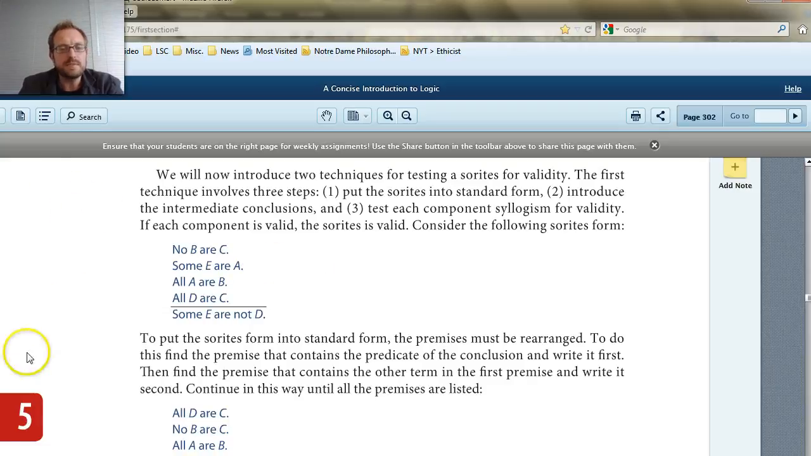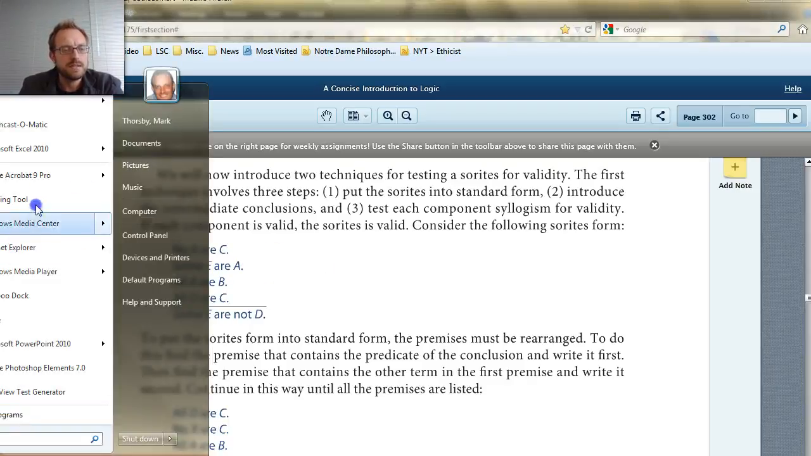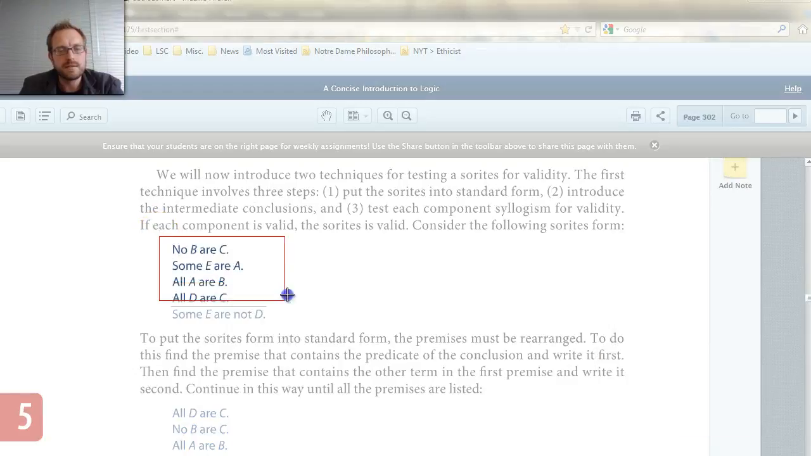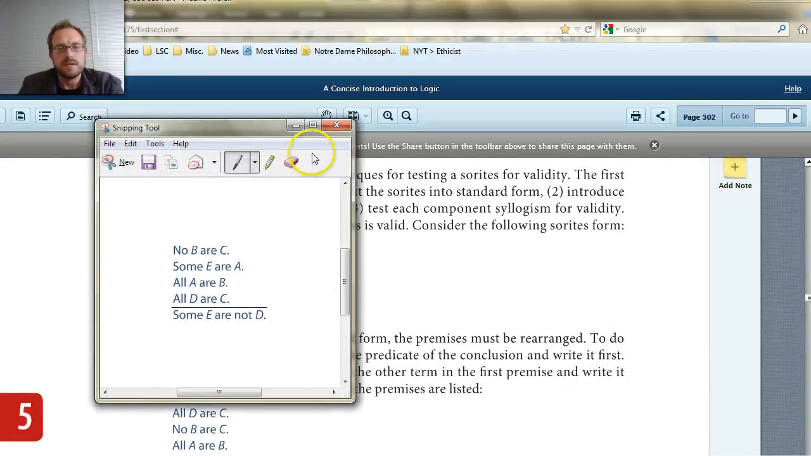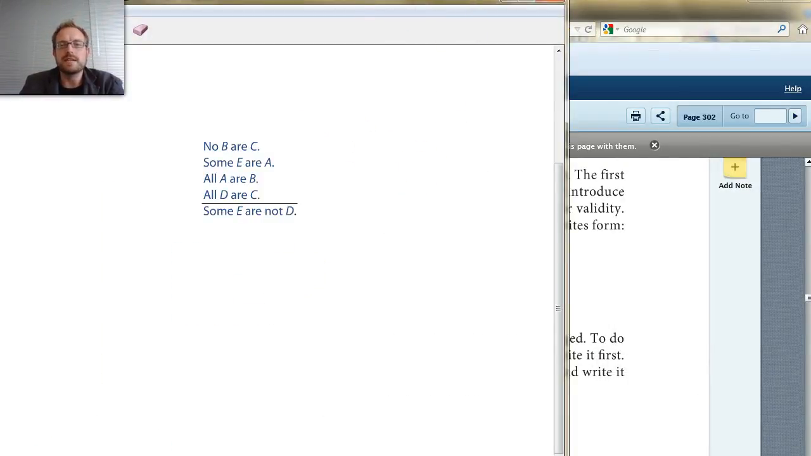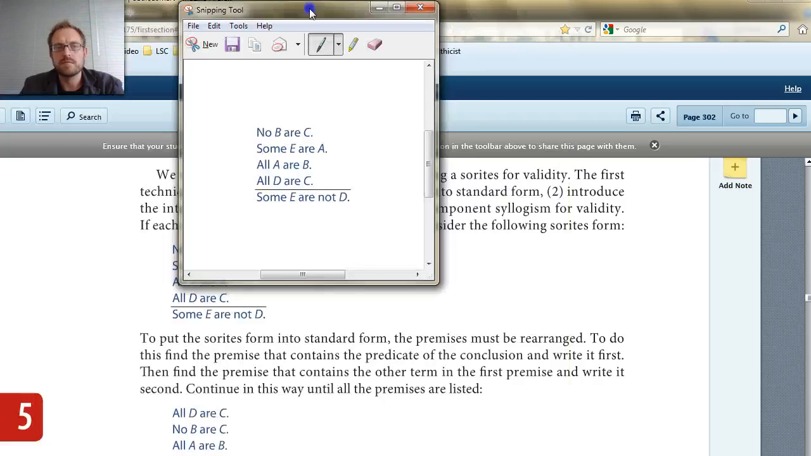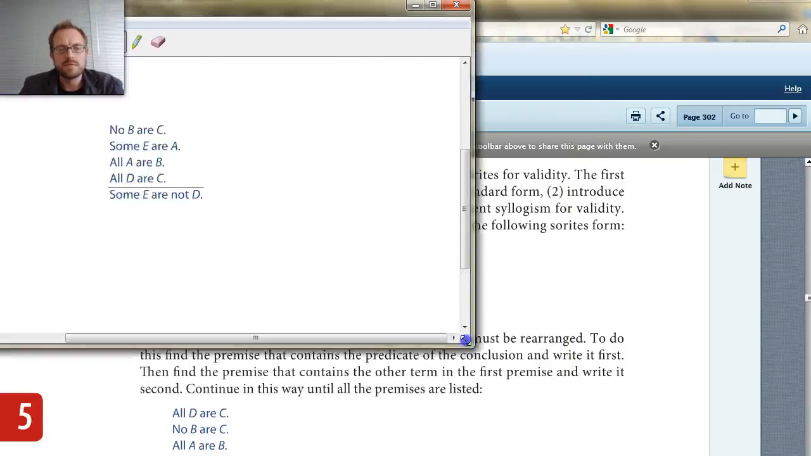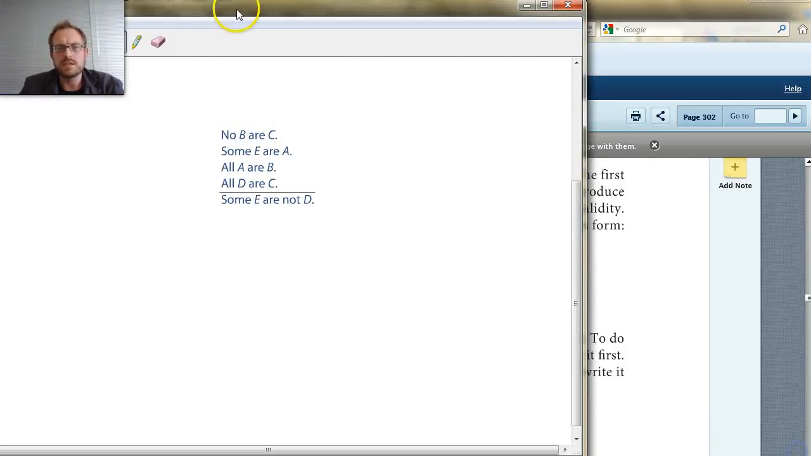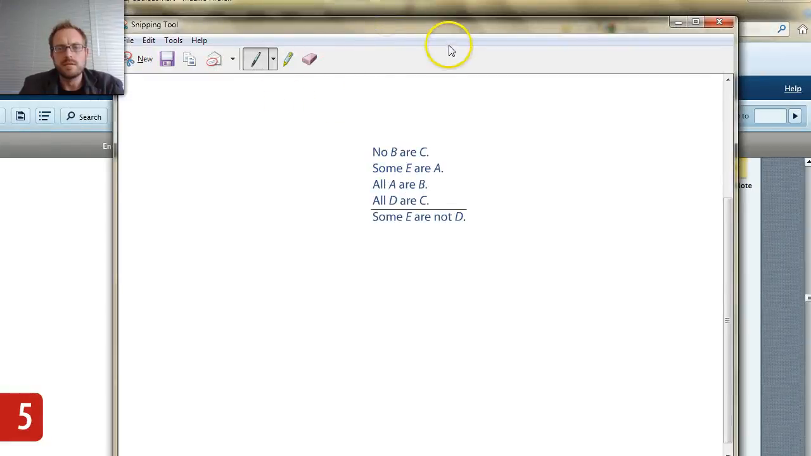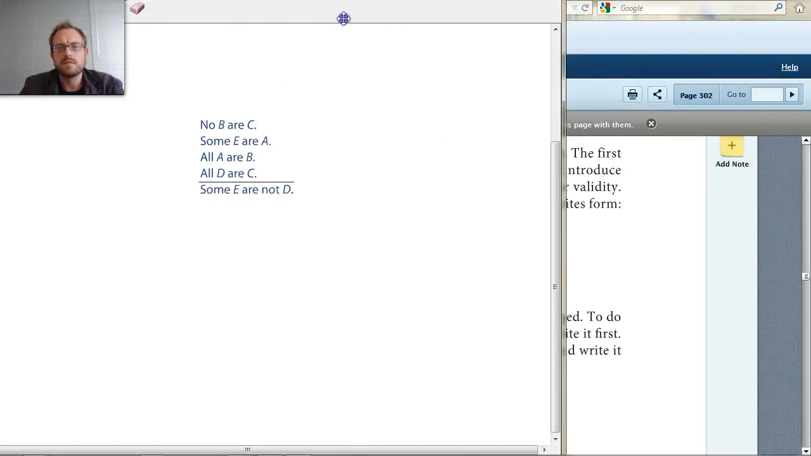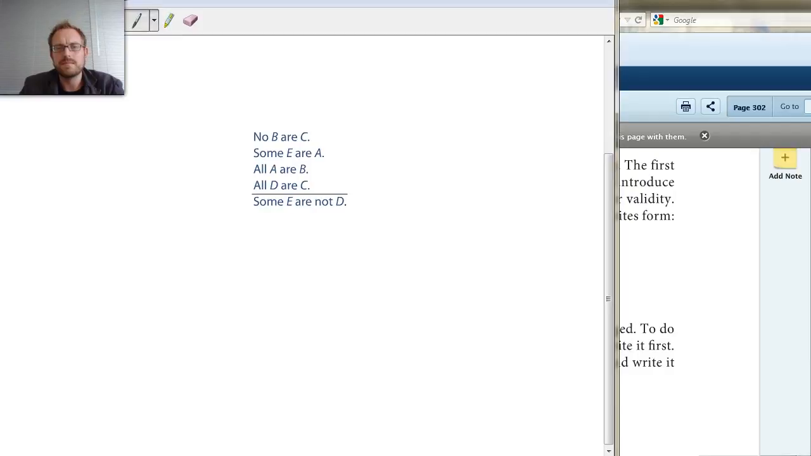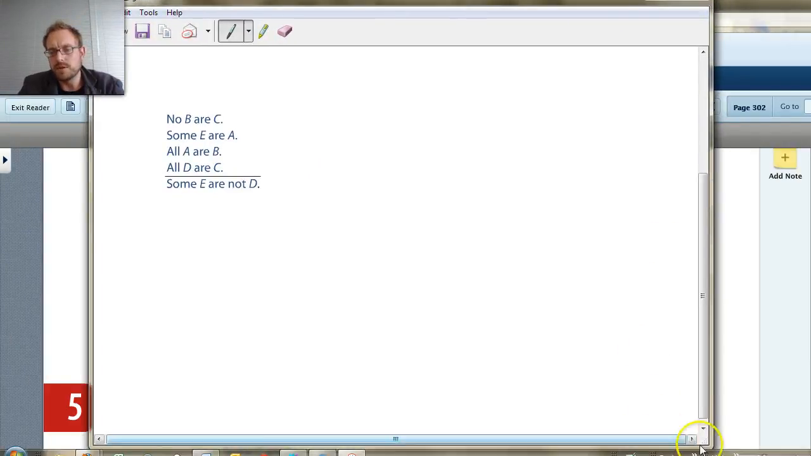Okay, so let's start with this problem. Let me snip this. Okay, now I'm going to use the first method here instead of using the second method here. Let's move this thing over. That's odd. Okay, well, let's just do it this way.